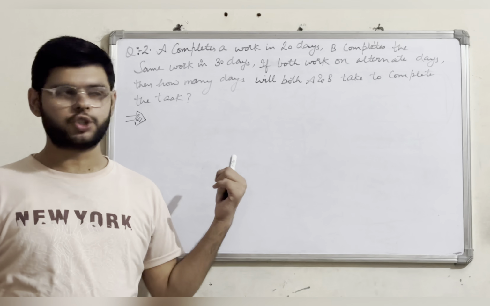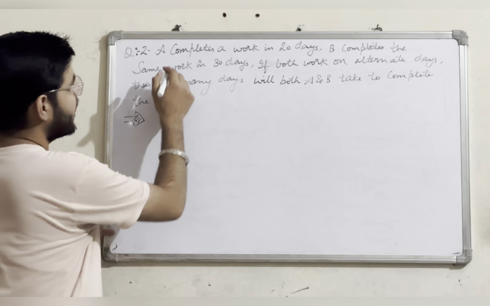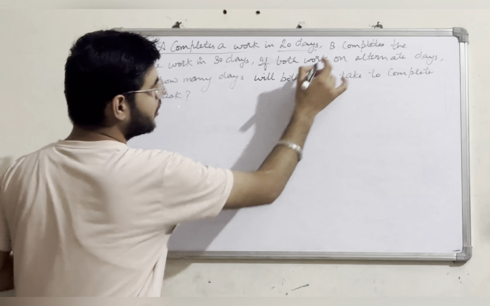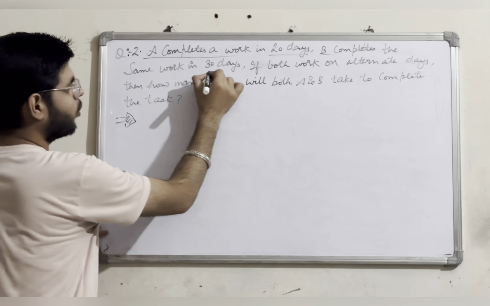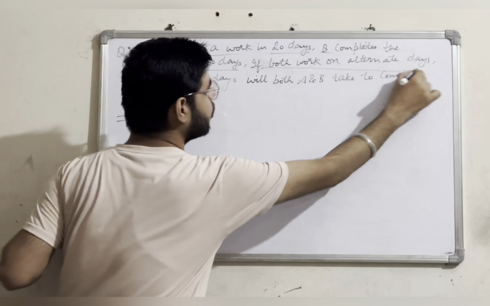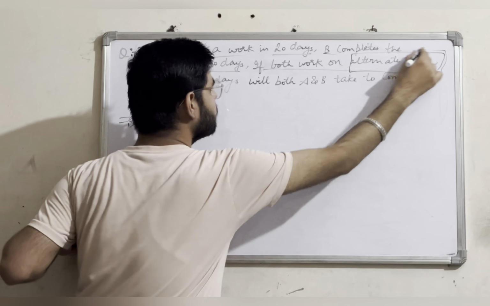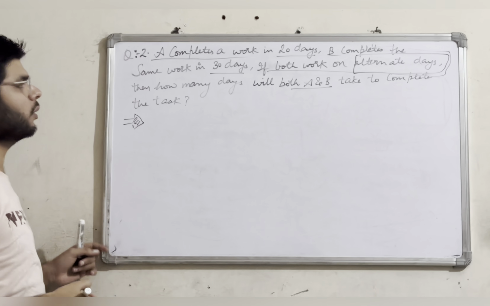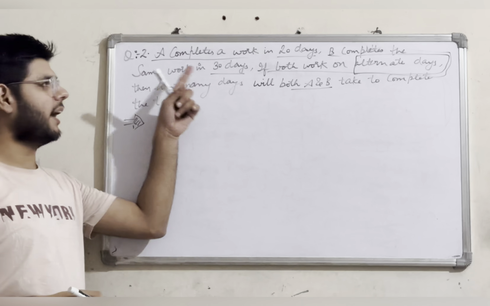So let's proceed with question number 2. Question number 2 says that a person named as A complete a work in 20 days. A person titled as B complete the work in 30 days. If they both work on alternate days, so here's the ask. They both work on alternate days, then how many days both A and B will take to complete the task? So A take 20 days.